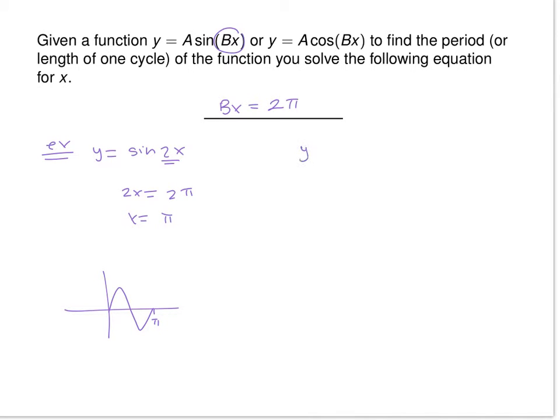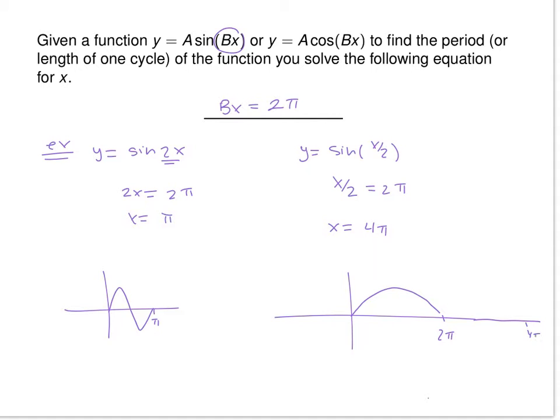The other one was sine of x over 2. You take that x over 2 and set it equal to 2 pi. What do you get? 4 pi. And the picture that we drew, we only drew it to 2 pi, but you'd only done half of the cycle. So to get the rest of it in that direction, you would have had to go all the way over to 4 pi.